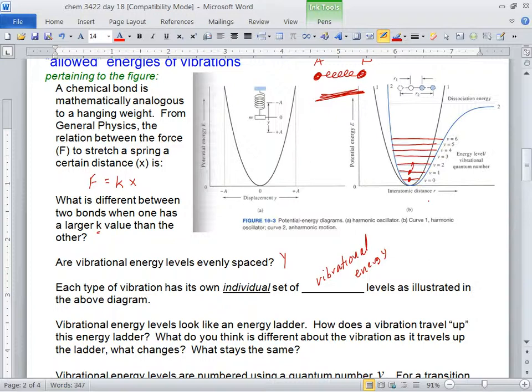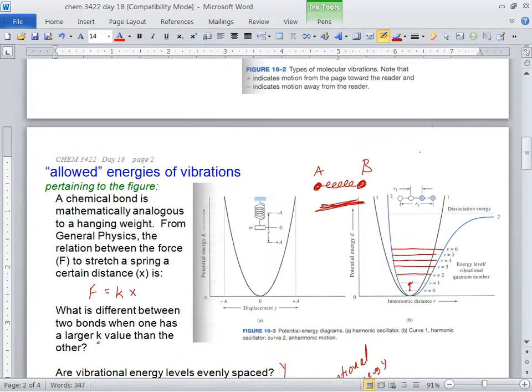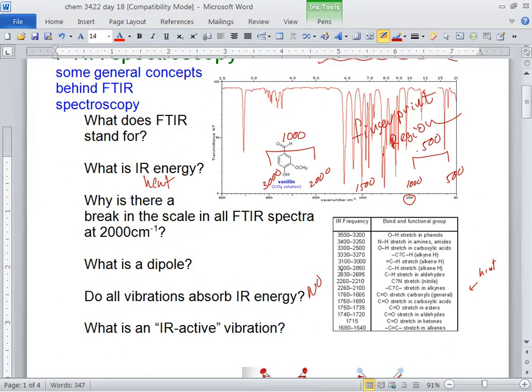And if it wants to go from here, let's draw a little arrow there. If it wants to go from there to there, it needs to absorb infrared, right? And what changes? The amplitude. What doesn't change? Frequency. And that's awesome because then we can have tables, right? If the frequency changed, we would be screwed and we wouldn't be building FTIR spectrophotometers.